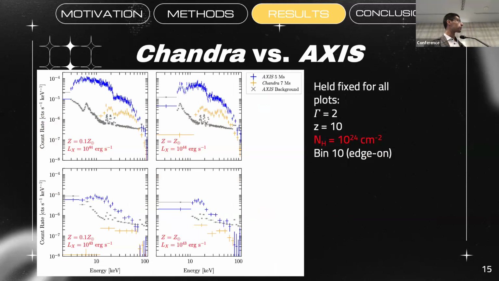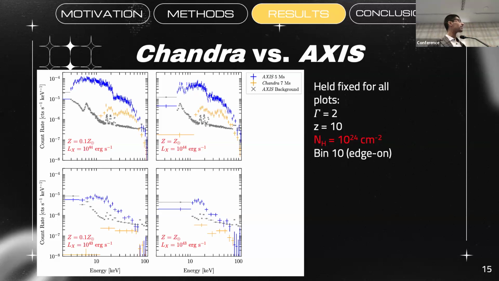Chandra versus AXIS. A very important distinction to make in all of these is that AXIS is in blue, Chandra is in orange. And the important thing here is that I don't include a background for Chandra. So it's 7 megaseconds, which is the Chandra Deep Field South exposure, no background, whereas for AXIS, I include the background, which is plotted in gray. The top row has the bright 10^44 erg per second X-ray luminosity. The bottom row has 10^43 erg per second.